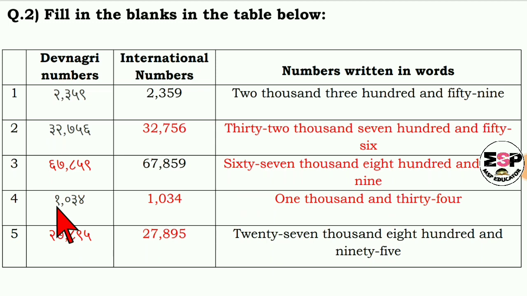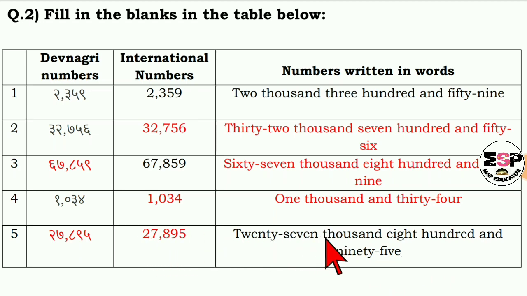Now see, the number is given in Marathi, or Devanagari, 1034. Convert it into the international number. 1034. Its answer is 1034. Now here 27,895 is given to you in words. You are going to convert it into numbers. Yes. So write first in international number.